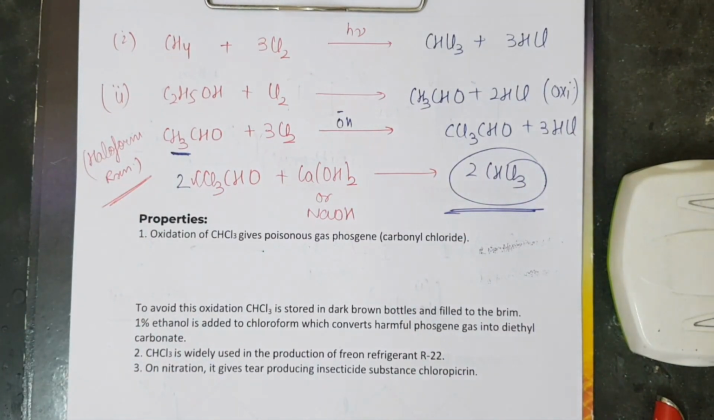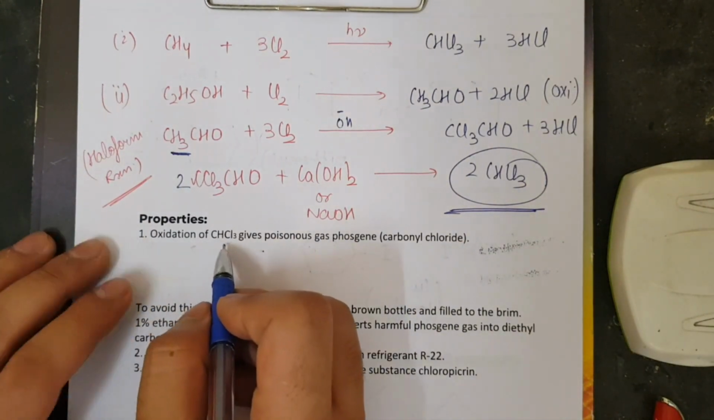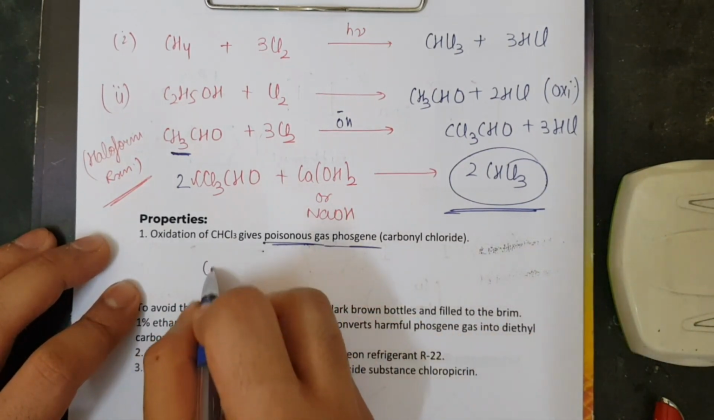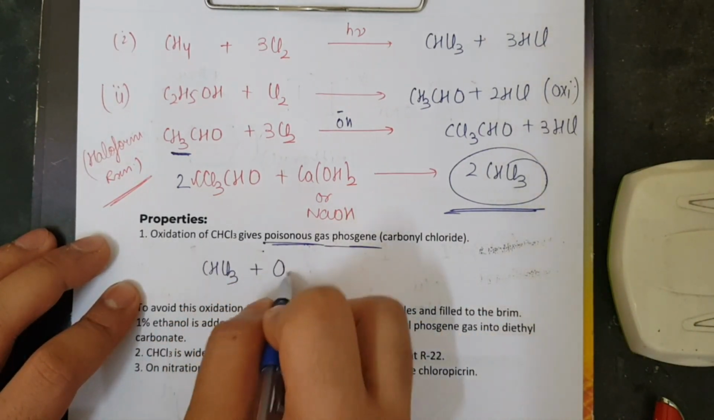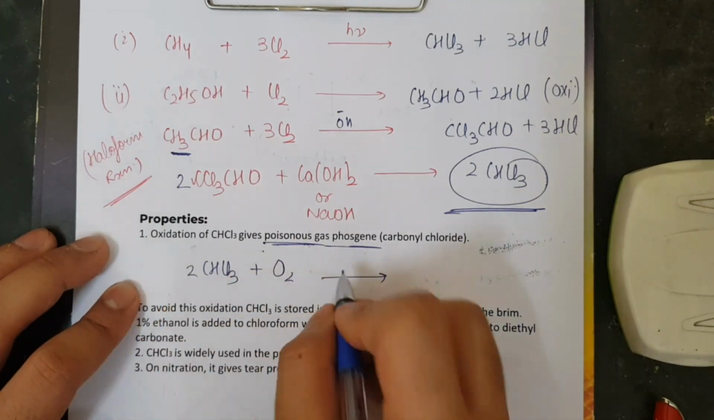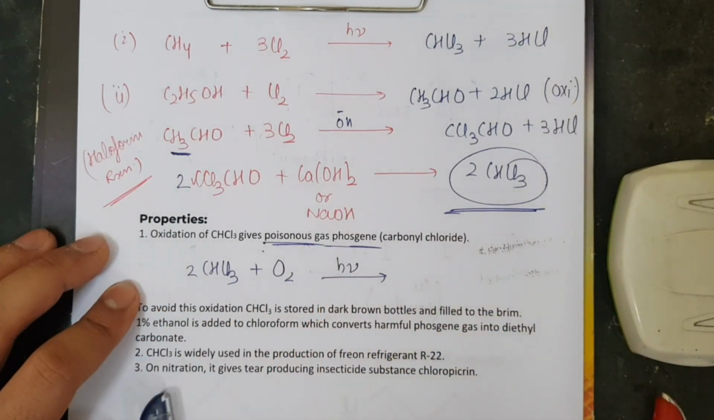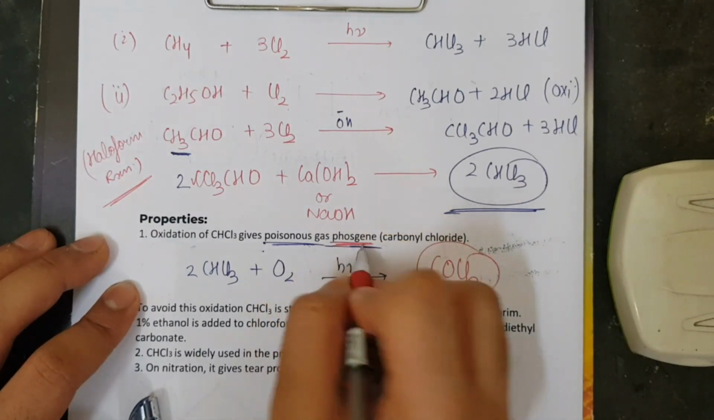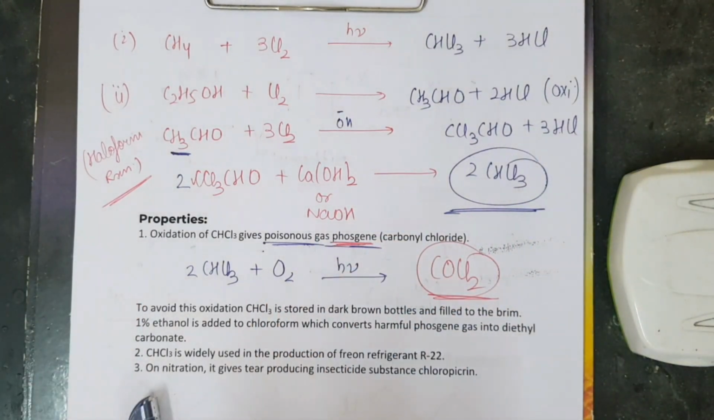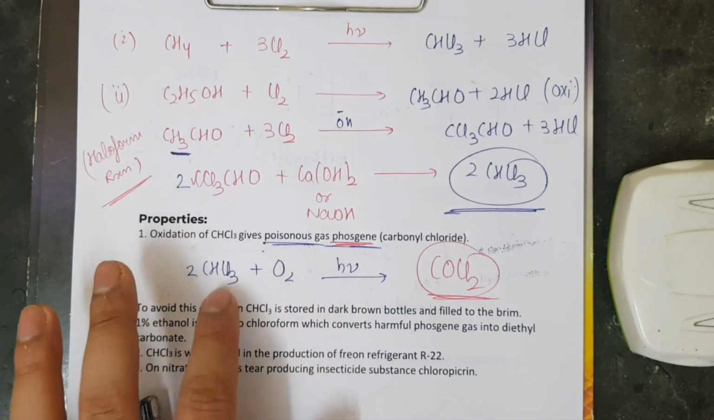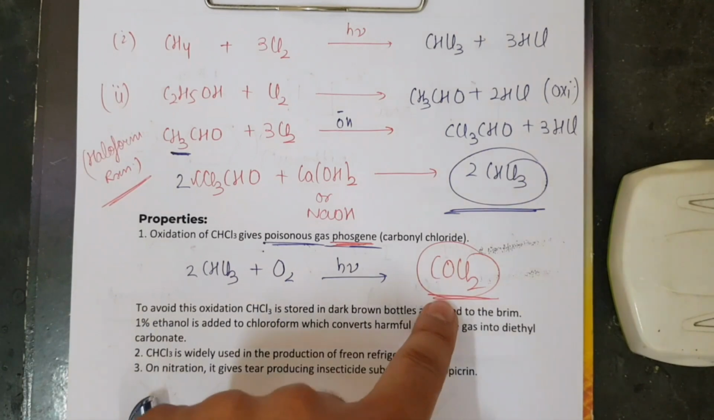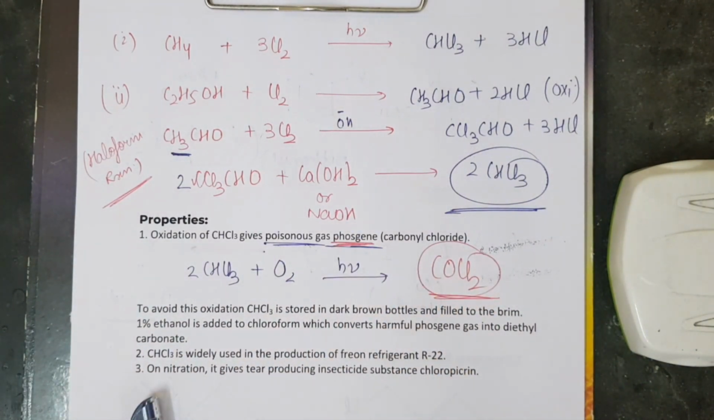Okay, now let us see some properties here. The oxidation of CHCl3 gives the poisonous gas phosgene. Like we have CHCl3, we take O2, okay, in the presence of light, it gives me the formation of COCl2, which is known as phosgene. So very harmful. That is why we don't try to use it in the labs, because oxygen is present everywhere. So we can get phosgene, which is very harmful for us.